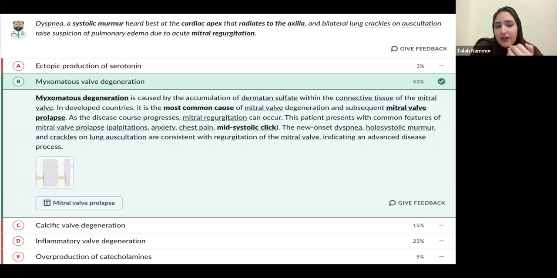So it's not calcific valve degeneration, because with calcific valve degeneration, we're going to have mitral stenosis. The valve is going to be calcified. We're not going to have the mid-systolic click, which is basically the prolapse. Is this clear, guys? Yeah, now it is. Okay, perfect. Tamam.